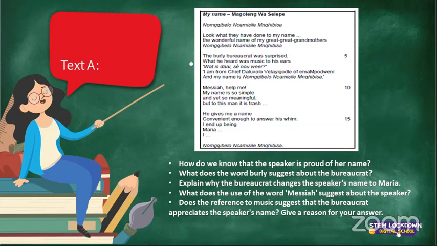Okay, so this is the first poem. This is text A. You have probably done this poem. If you haven't, you will definitely do it either at the end of this year or sometime next year. It is a very, very popular poem in English literature, especially South African English literature. So you can see the title, My Name. It is by Magoleng Wa Selepe, right?